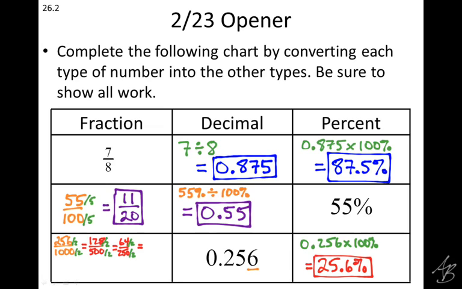64 divided by 2 is? 32. And 250 divided by 2 is? 125. Okay, now am I done? Yes. Why? Because there's nothing that's a multiple of both 2 and 5. So I could reduce the top by 2 but not the bottom, and I could reduce the bottom by 5 but not the top. So we're done.